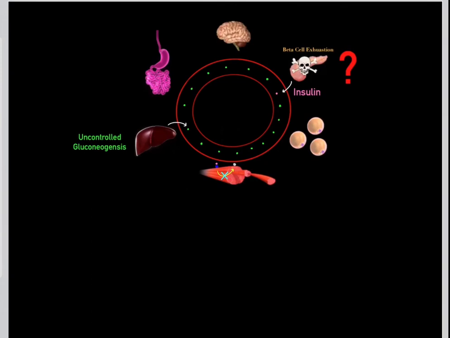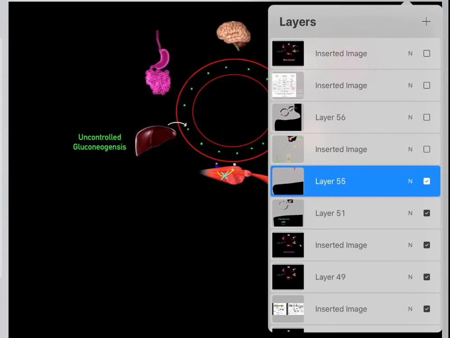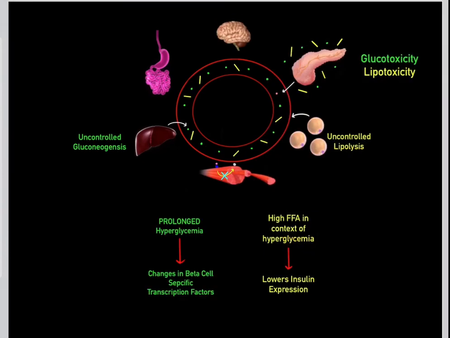So you might wonder, why do we go through beta cell exhaustion and death of these beta cells? Well, nobody really knows, but some of the leading theories are glucotoxicity and lipotoxicity, where excess glucose levels and high levels of these free fatty acids in the blood lead to beta cell death. And there are studies that show prolonged hyperglycemia leads to changes in beta cell specific transcription factors. And also, high free fatty acids in the context of hyperglycemia has also been shown to lower the expression of insulin.